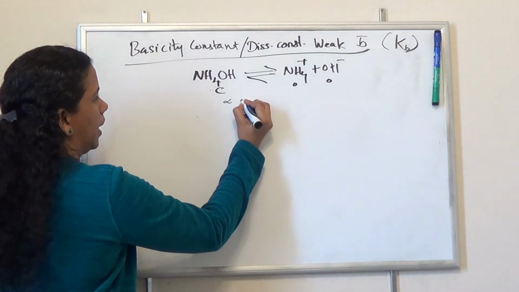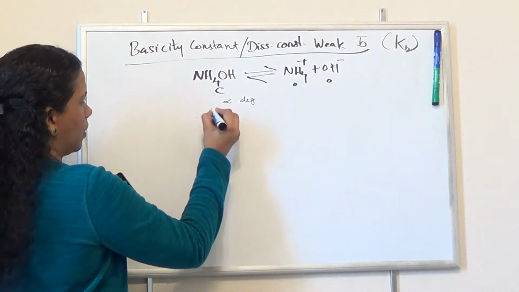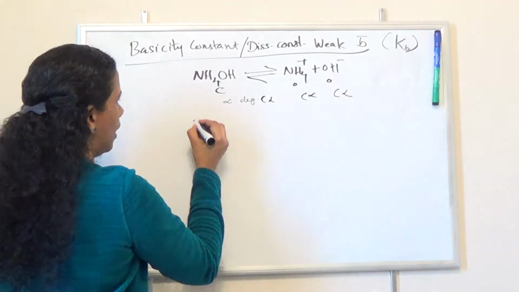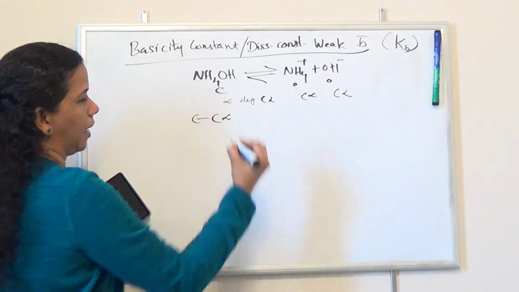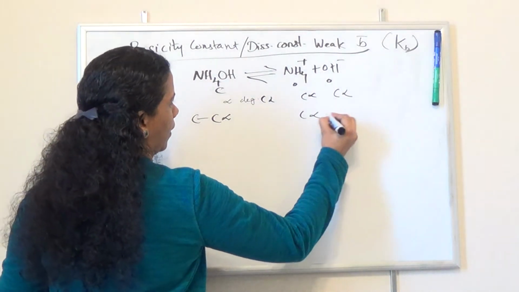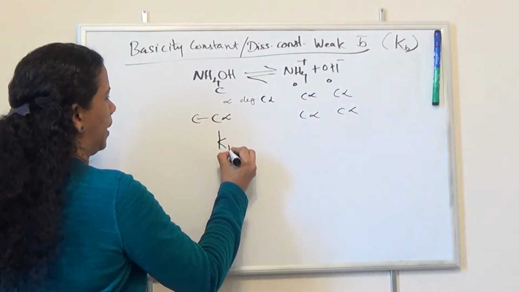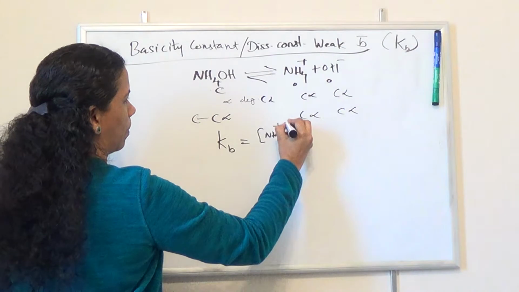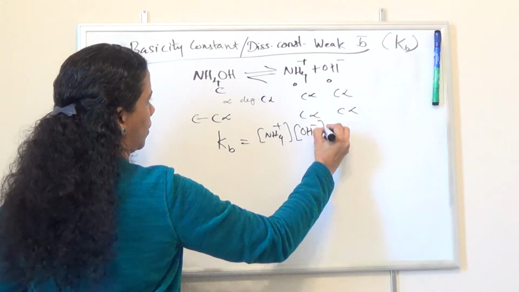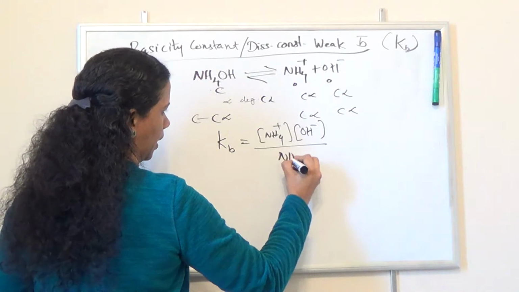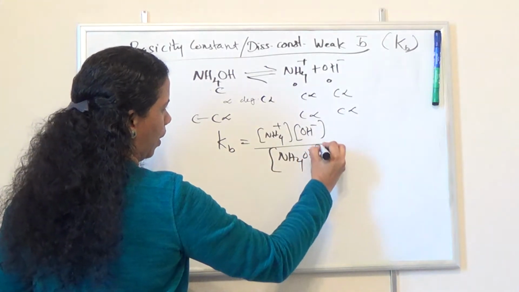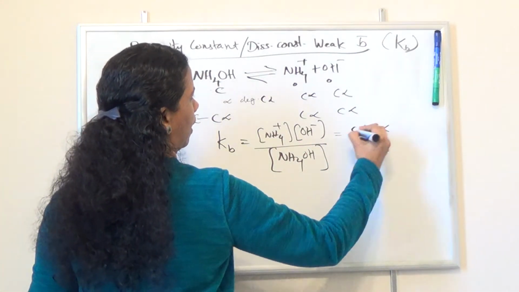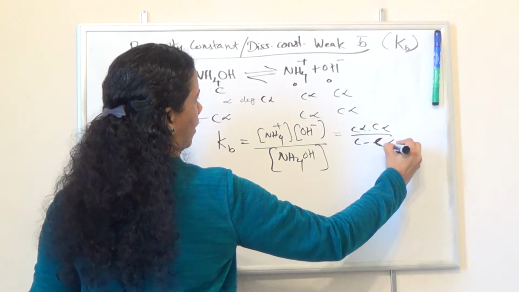Then let alpha be the degree of dissociation. So C alpha molecules will convert, giving C alpha, C alpha, so remaining C minus C alpha. Then Kb is equal to products by reactant, that is concentration of NH4 plus into concentration of OH minus divided by concentration of NH4OH. Substituting the values, we get C alpha into C alpha divided by C minus C alpha.